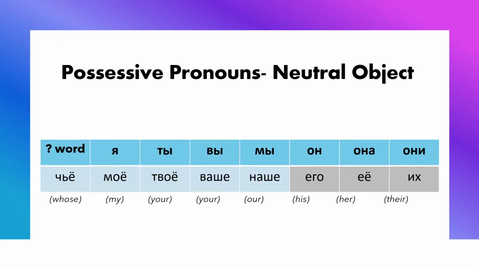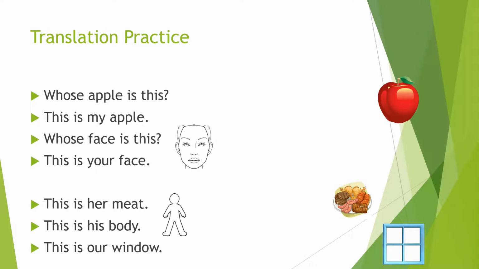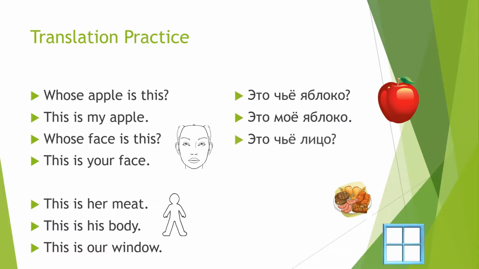So let's look at some examples. We're looking at neutral objects only. Whose apple is this? Это чье яблоко? This is my apple. Это моё яблоко. Whose face is this? Это чье лицо? This is your face. Это ваше лицо. And that is the plural or formal your. If it was singular, it would have been твоё. Singular or informal, I should say.